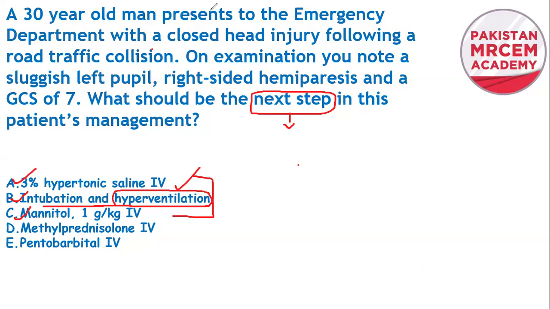To get rid of carbon dioxide, to decrease carbon dioxide. What will CO2 decrease do? It will cause vasoconstriction of the cerebral vessels. So ultimately, what will it do? It will reduce the ICP. So in case of head injury, while we are doing management of the airway, we have to take care of the ICP.